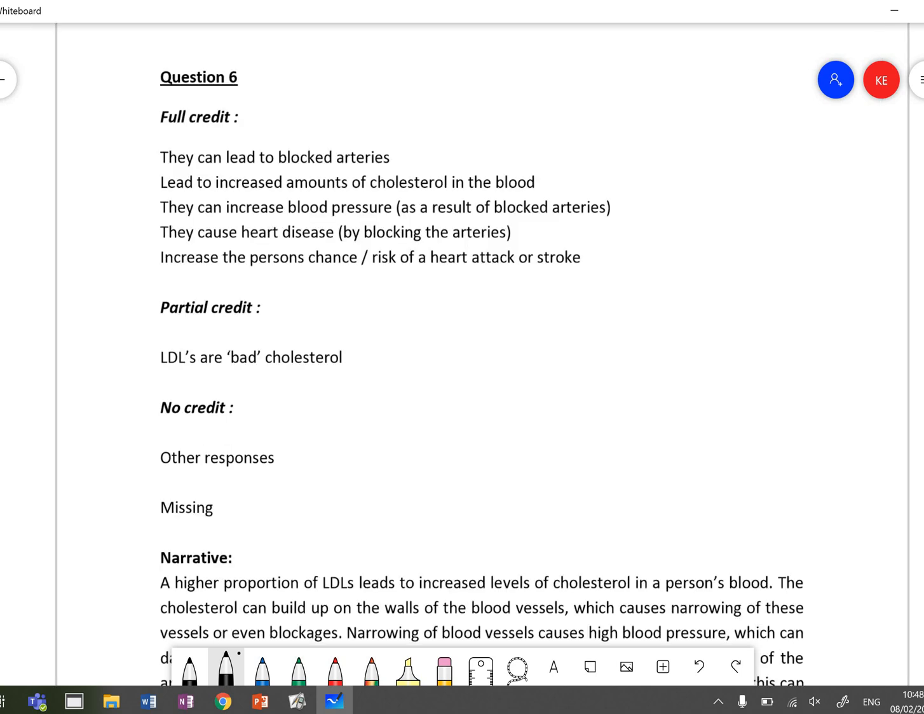For question 6, you were asked to read some text about cholesterol. And it asks you, why are high levels of LDLs in your blood bad for your health? Now, it tells you in the text that high levels of LDLs can lead to cholesterol building up on the walls of the blood vessels. So that would be a good answer to put. There are other options on the screen. They can lead to blocked arteries, lead to increased amounts of cholesterol in the blood, lead to increased blood pressure because the arteries are blocked, can cause heart disease by blocking the arteries, or increase the person's chance of heart attack or stroke.